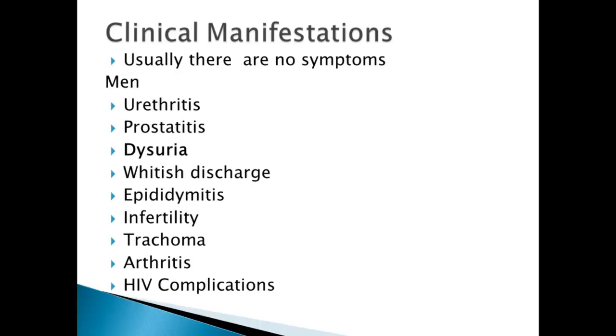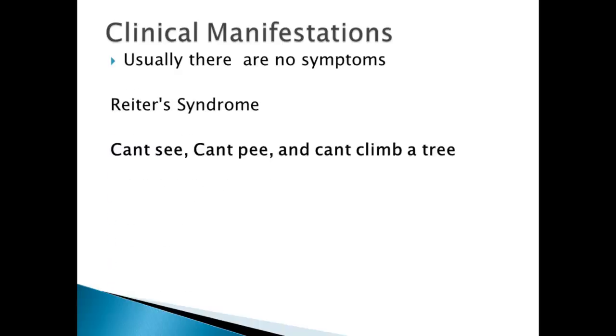You have prostatitis, which is if it makes it up into the prostate, you can sometimes have a whitish discharge. It can lead to epididymitis, which is an inflammation. It can reach to the testicles, that same kind of groin area. You can have inflammation, edema, swelling. Trachoma, which is the conjunctivitis in the eye. Arthritis, again in the knees, is the kind of target zone that this ends up at. And then same kind of HIV complications versus men or women, it doesn't really matter.